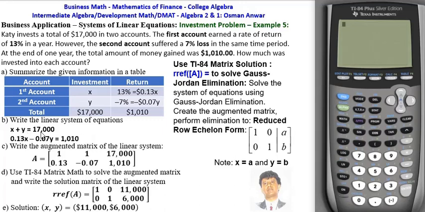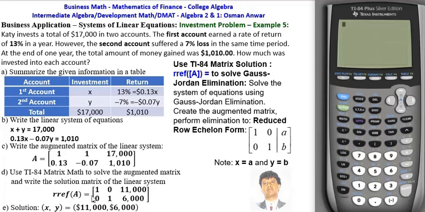x plus y equals 17,000. 0.13x minus 0.07y equals 1,010. Going to take this linear system of equations, translate it into augmented matrix A, which is the x values. So this is x plus y equals 17,000, 0.13x plus minus 0.07y equals 1,010. And we're going to take rref of this matrix A, which is going to give us the reduced echelon form, which is x equals 11,000, y equals 6,000.